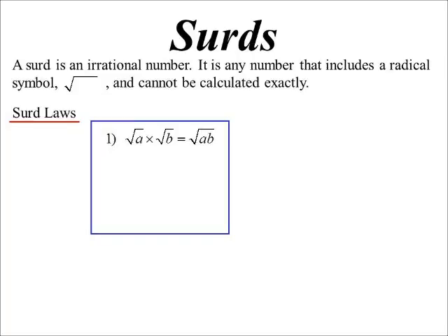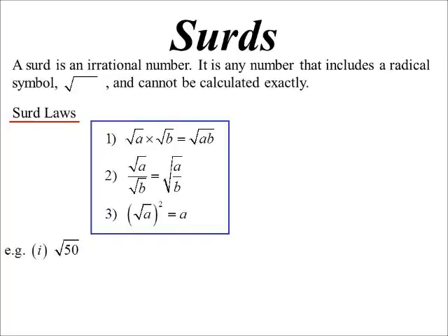Okay, root A times root B. That's the rule that allows us to simplify surds, of course. The idea being we try and find the highest factor that is a perfect square, and then we can simplify the surd. Division, similar sort of thing. Doesn't matter whether you find the square root of the top or the bottom, or you do it all in one hit. And of course, if you square a square root, they're opposites, so they cancel, and you're left with A. So, there we go.